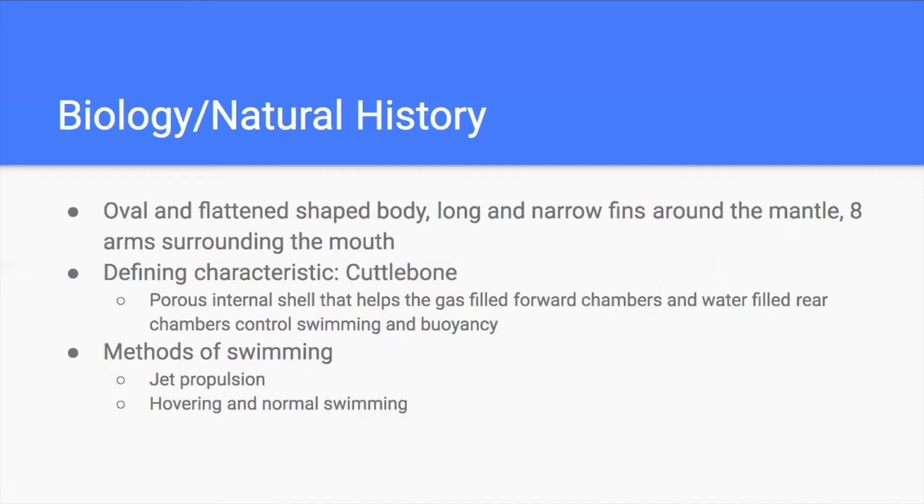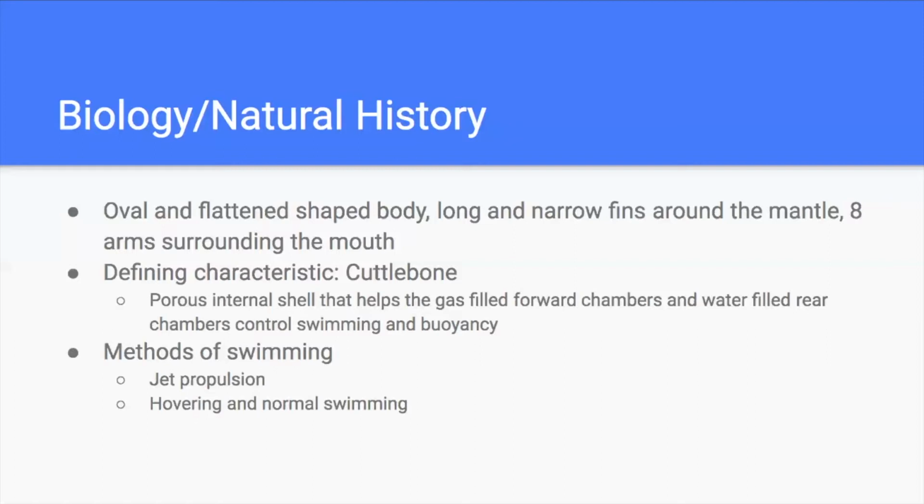And so how it helps with buoyancy is they can actually change their density using the cuttle bone, and they do this with the help of the fins and mantle. And then they have 2 methods of swimming. The first is jet propulsion, and that's how the cuttle bone helps with swimming.